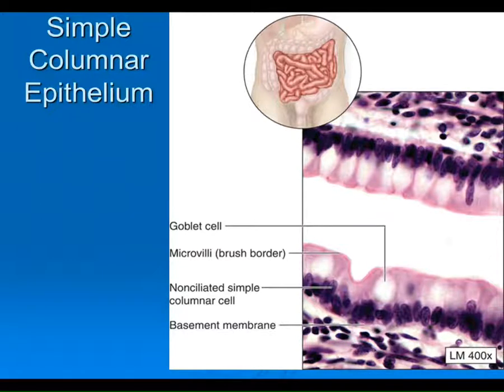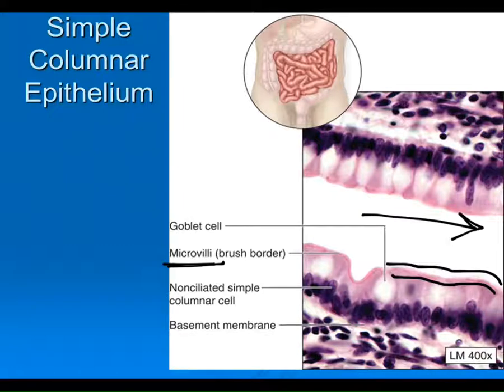The next one, this is the simple columnar. Now, do you see on this that right along here there's a fuzzy edge? You really can't see anything distinctive, but that fuzzy edge is microvilli. You cannot see individual microvilli. This would be your lumen right here going through the intestine. Again, those microvilli are there to increase surface area.